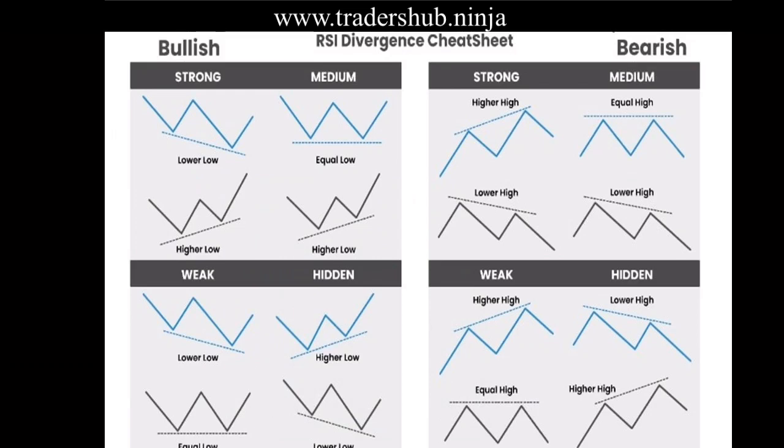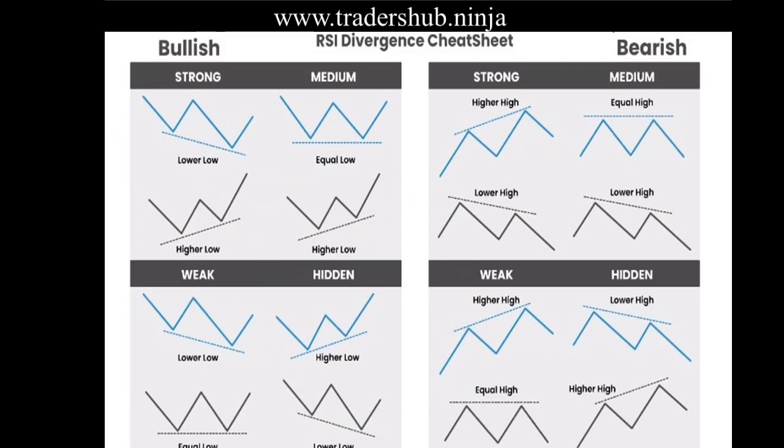Market moving lower lows, RSI making equal lows. Here the bullish divergence is weak. Market moving higher lows, RSI moving lower lows. Here the bullish divergence is hidden.